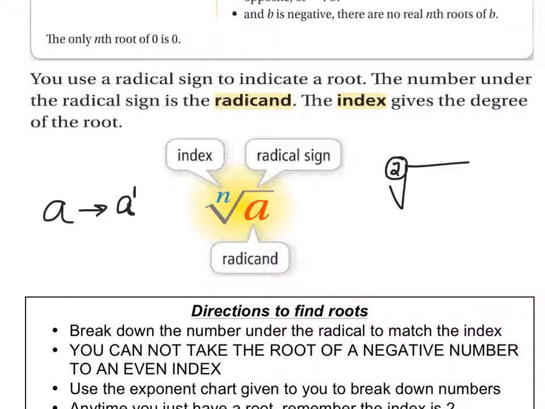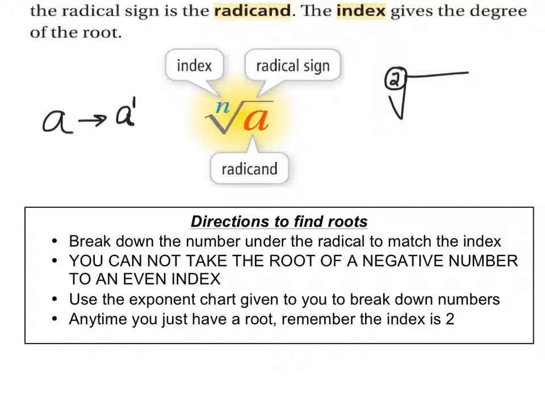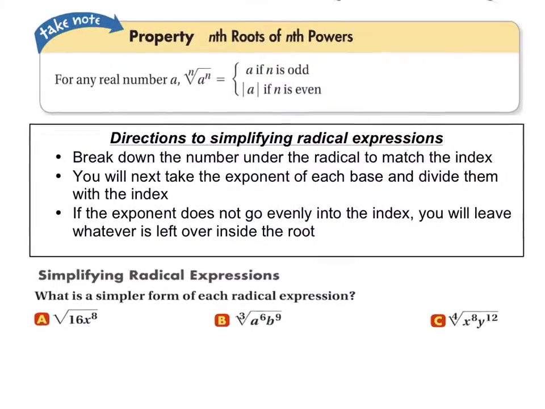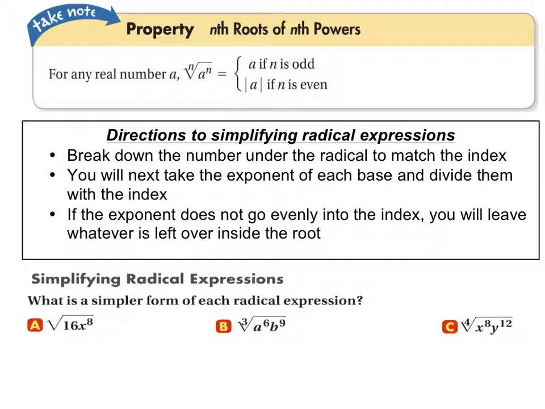Okay, so a couple things here on directions to break down roots. If I want to simplify roots, what I've got to do is break down the number underneath the radical to match the index. So again, I want as many powers of 2 as I possibly can find. Then we're going to take that exponent. Every exponent that has a power of 2 and the index of 2 will cancel each other out. And if the exponent does not go evenly into the index, you're going to leave whatever's left over inside that root. So if it doesn't match up with a power of 2, you leave it inside the root.